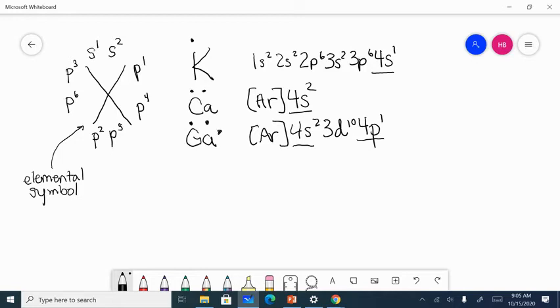Let's go next to germanium, obviously named after Germany. Some scientist's home country, I'm sure.